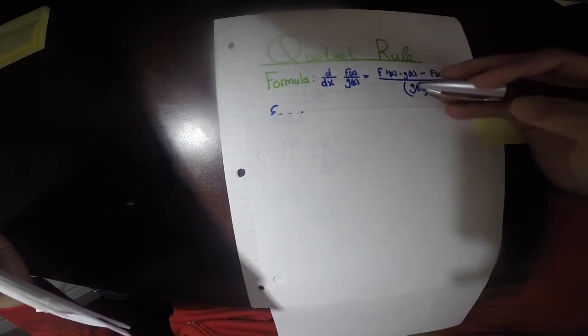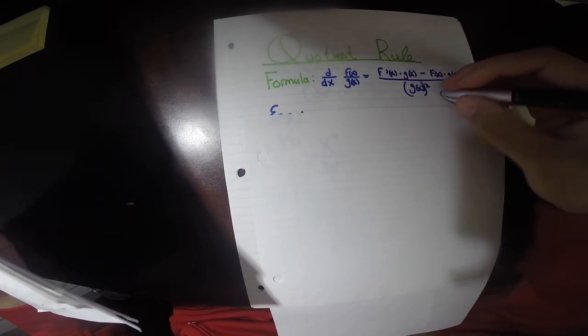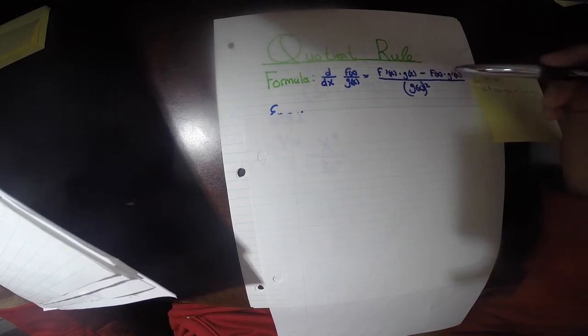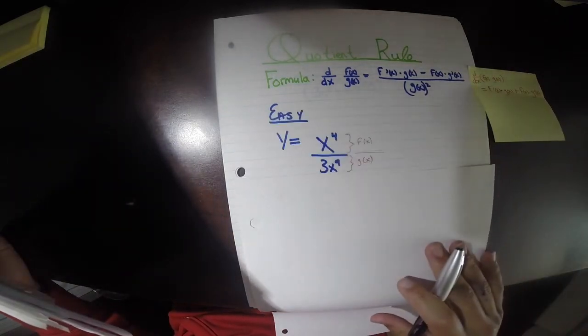The only difference between the quotient rule and the product rule is that instead of adding at the center, you subtract. And you divide the top by g of x squared, the original, not the derivative. So the quotient rule is the derivative of f of x times normal g of x minus f of x times the derivative of g of x, divided by g of x squared. That's it. Alright, now let's do some problems.